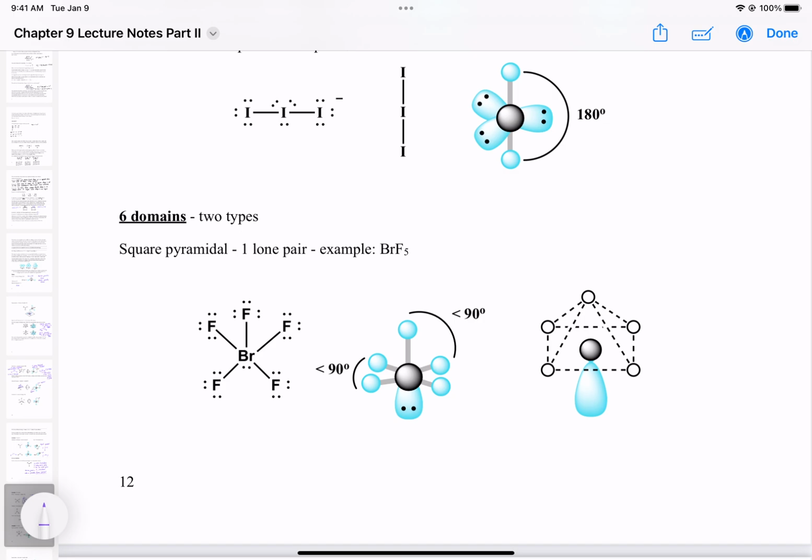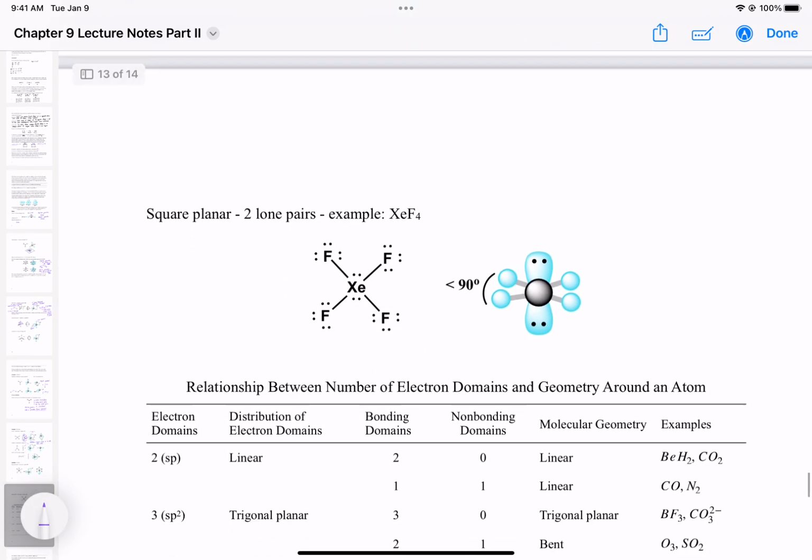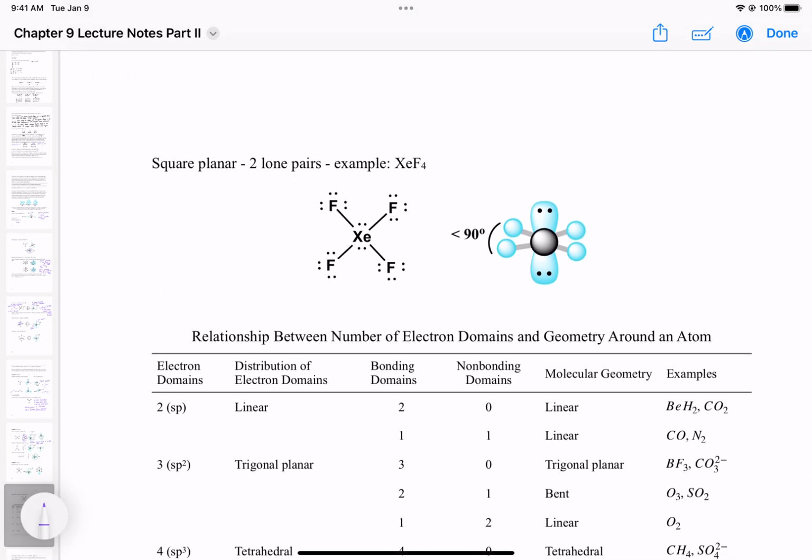Okay, now let's move on to the last type of molecular geometry for 6 domains here. So the last one is square planar. Square planar, you have 2 lone pairs, and a very good example of this is xenon tetrafluoride. So xenon is one of those noble gases that can actually form compounds with other elements. It's been observed to form compounds with other elements.